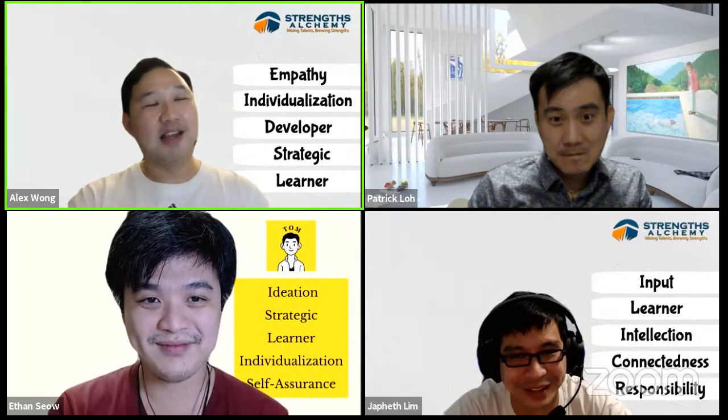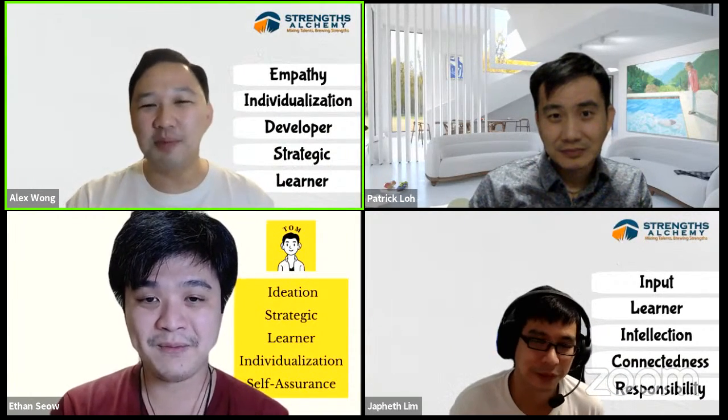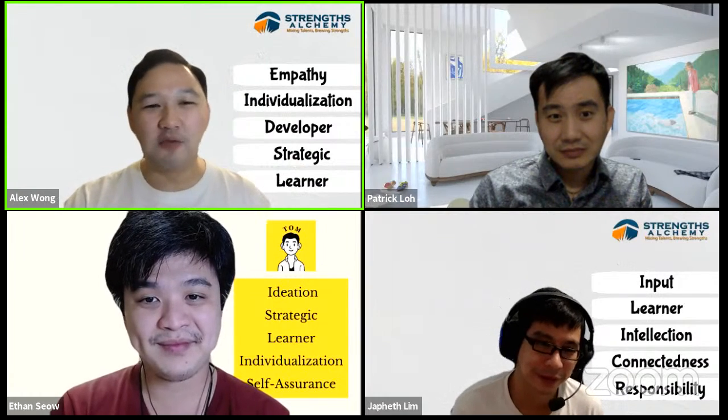I run Strengths Alchemy. I run the StrengthsFinder Singapore Network, which is focused on helping people to discover, decipher, and develop their strengths and talents. You first need to know what your talents are, then decipher what they are, and then you'll be able to develop them. So three things. I like to say that's what I help people do as part of the meetup group.